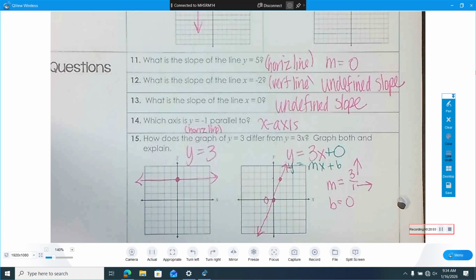All right, do you guys have questions for me? Today is a Delta Math.